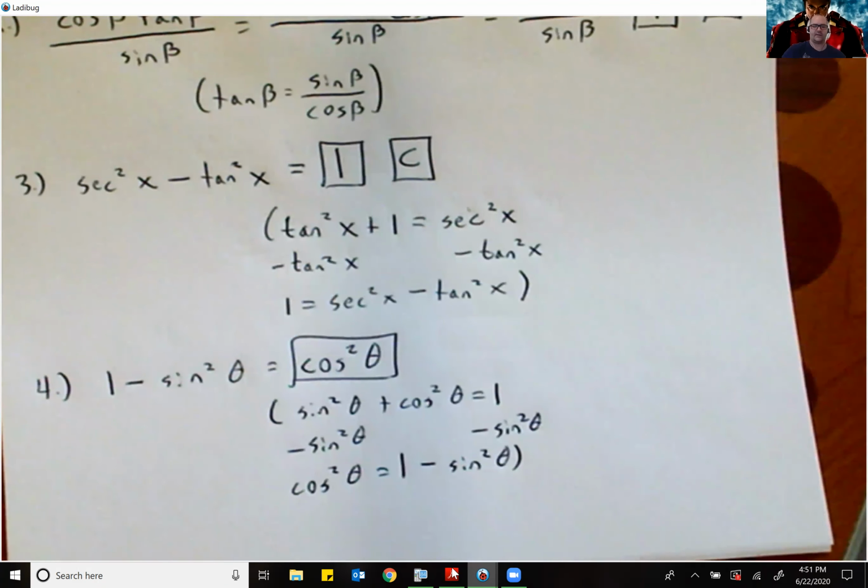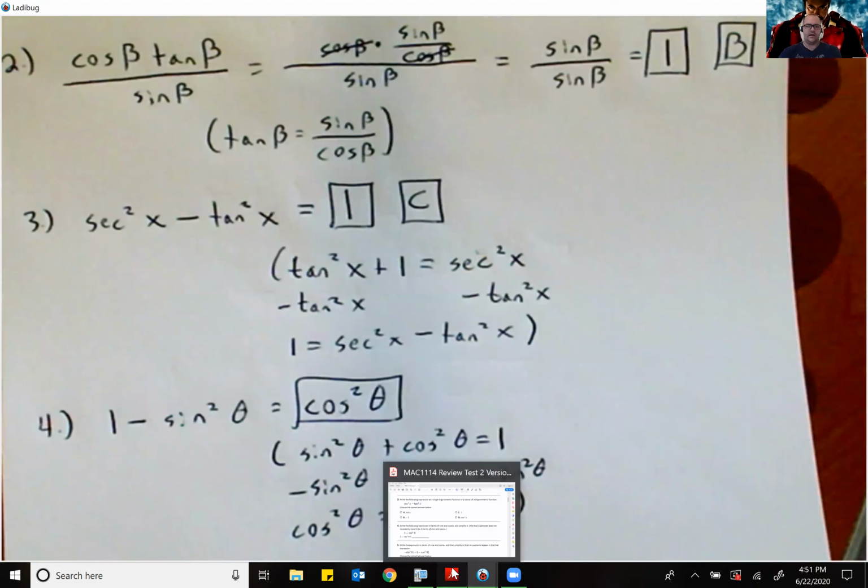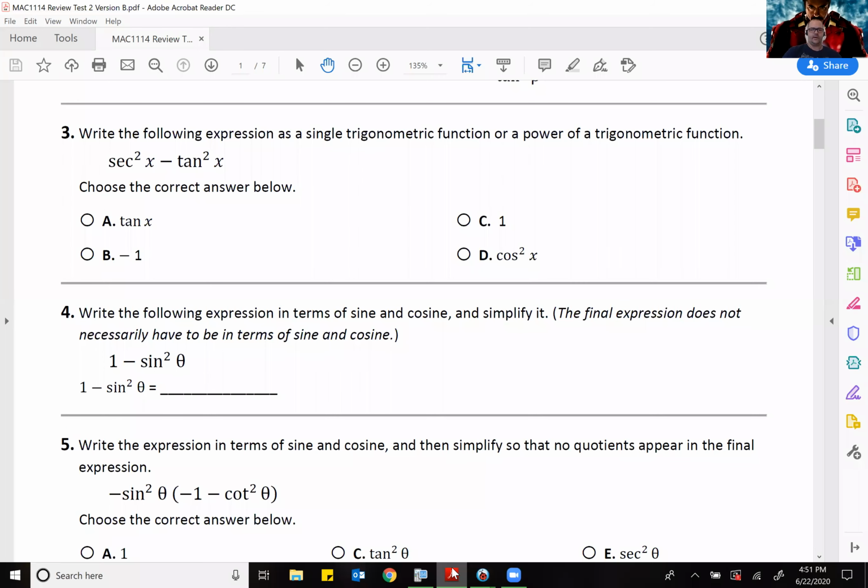which when we go back and we look, you actually have to fill in the blank. Okay, so a couple things right here. It says write the following expression in terms of sine and cosine and simplify. What they're meaning right here, the final expression does not necessarily have to be in terms of sine and cosine. Meaning that it could be a number. So like it could have been the number 1. Okay, so a constant is what they're meaning there.